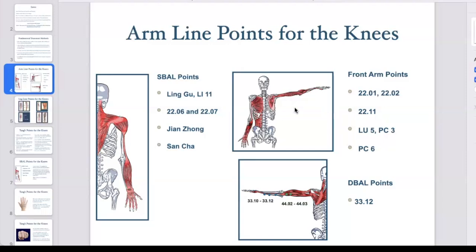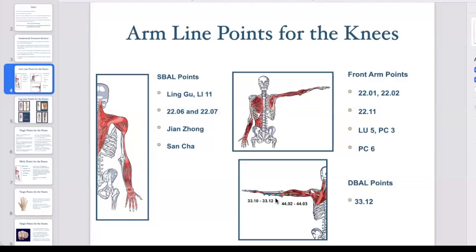So if we want to treat the knee, we can use points in the elbow, like Li11, Lung 5, PC3, and this can be tremendously effective when we use mirroring and use points in the elbow to treat the knee. Another point that we find near the elbow that's used for knee pain in the Tong system is 33.12, which is 1.5 sun below the olecranon, and it's used to treat posterior knee pain, but you can also use it for pain in other regions as well, because the small intestine meridian connects to the liver meridian, and then it connects to the bladder meridian through the Tai-Yang relationship.